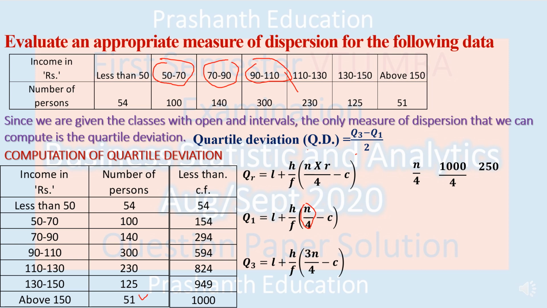Now look at the cumulative frequency data. In this we need to find 250, where it is there. If I look at 54, it is less than 250, we can't take. 154 is less than 250, we can't take. 294, this is greater than 250, so this one we will take. So where it is going, that place you have to take and mark it like this. For your understanding I'm marking; in the exam you can mark, or you can directly take it.